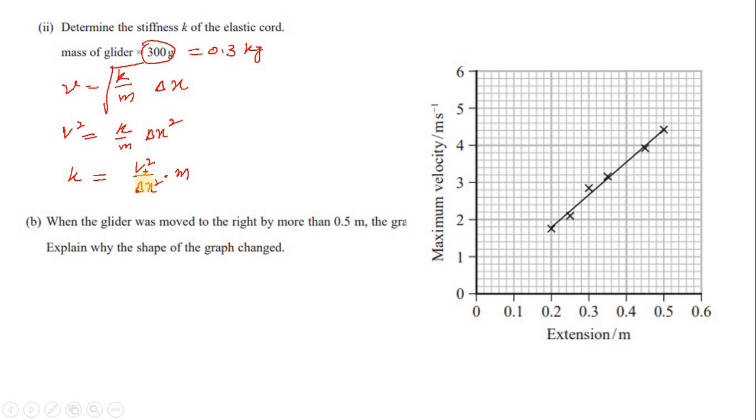This is the square of the gradient of this graph. You see, we have velocity v here, and we have extension delta x. So if you find the gradient of this graph, then the gradient would be equal to v by delta x, and you can make it square. So the square of the gradient multiplied by mass will give you the value of K. So you need to choose 2 points to find the gradient on this graph.